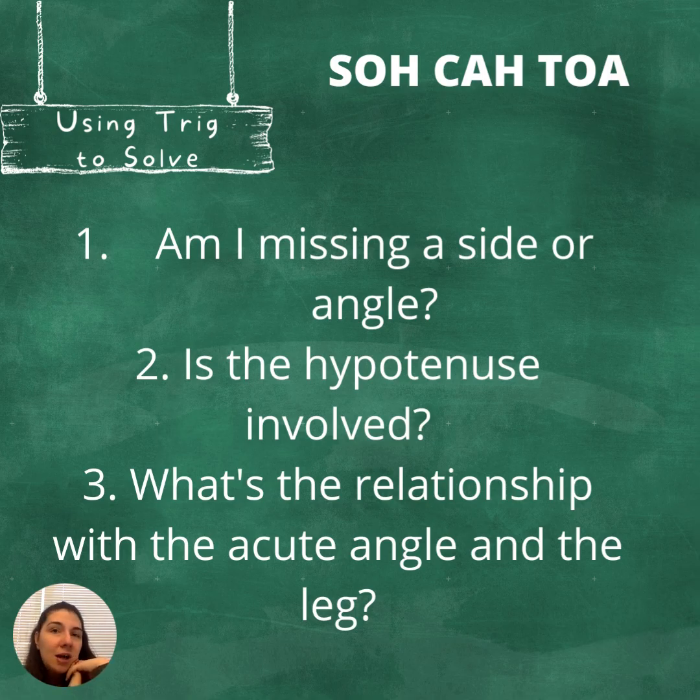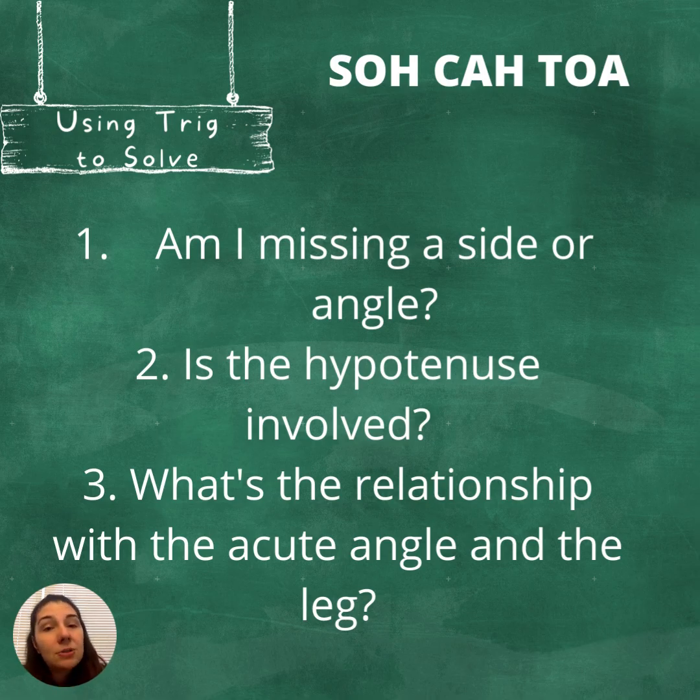The second question I always ask myself is, is the hypotenuse involved? Now, involved could be that it has a numerical value, or involved could be that it has a variable, X, Y, whatever you want to say. The reason this question is important is because if you look at SOHCAHTOA, tangent is the only trig function that does not use the hypotenuse. So if your problem doesn't use the hypotenuse at all, you automatically know that you're using tangent. And that's an easier process, then you know where you're going.